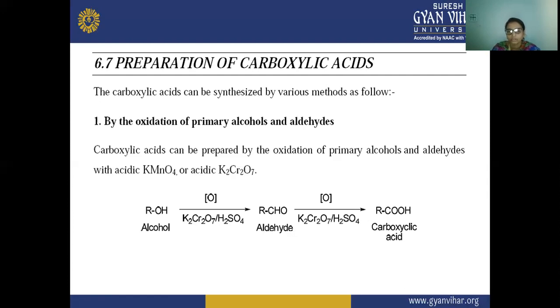Firstly, the alcohol is oxidized to the aldehyde in the presence of acidic KMnO4 or acidic K2Cr2O7. In the second reaction, this aldehyde is again oxidized in the presence of this oxidant, potassium dichromate, or we can take acidic KMnO4 in the presence of H2SO4, and there is a formation of carboxylic acid. From the primary alcohol, the aldehyde, and then the carboxylic acid is formed.